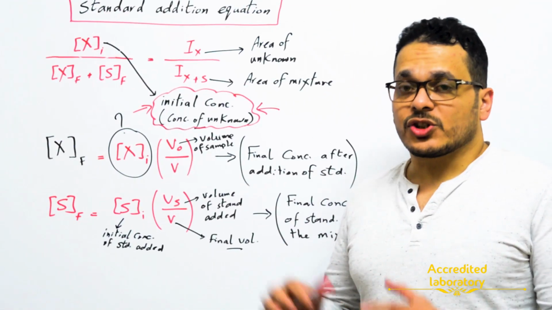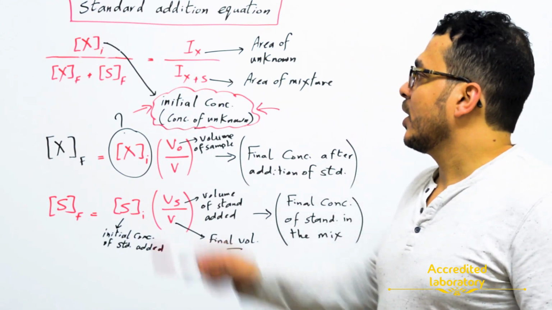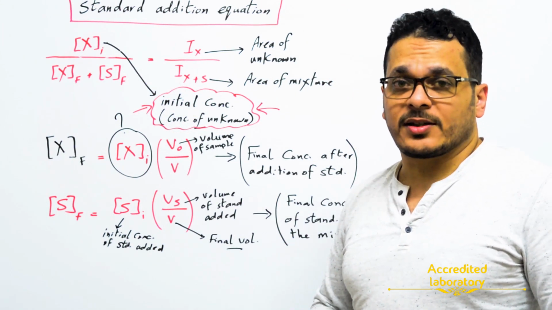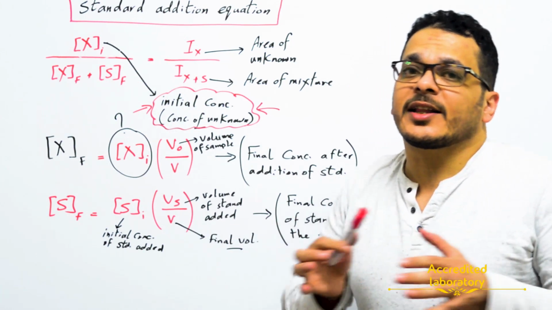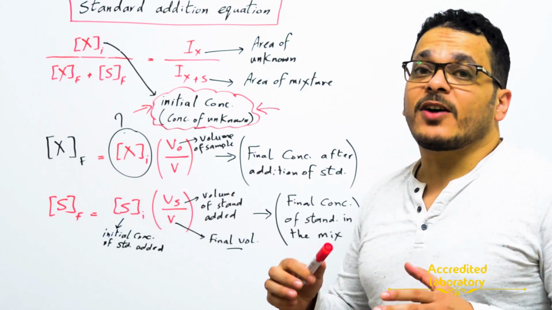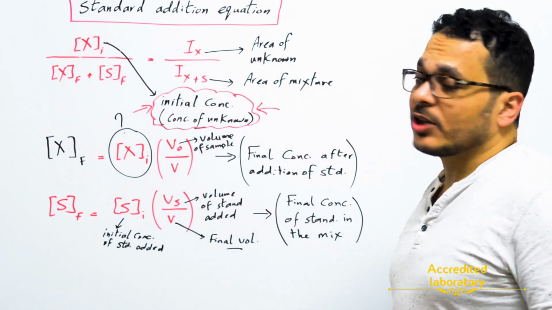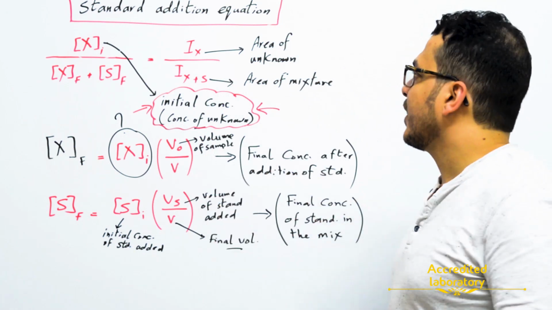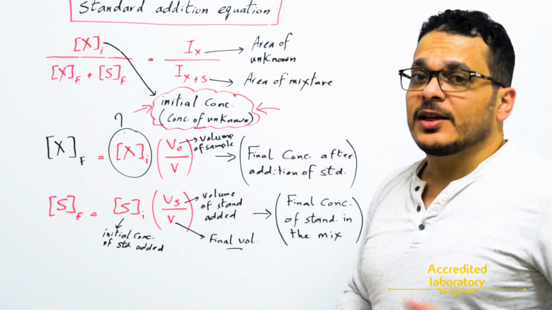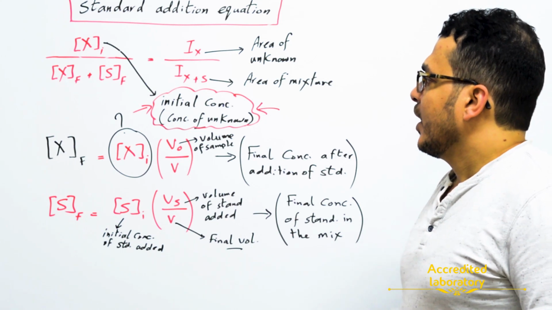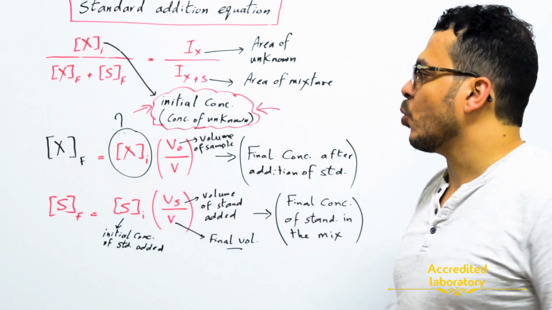And here is the formal equation for the standard addition method, which is used to quantify the concentration of unknown target analyte in the sample. XI, which is the concentration of unknown target analyte in the sample, divided by XF, which is the final concentration of this analyte in the sample after addition of standard, plus SF, which is the final concentration of standard in the mixture, equals the current signal of this unknown target analyte. We can take as an example the area under the peak, area of unknown target analyte, divided by area of mixture, target analyte plus the standard added to the sample. So we can quantify the concentration of unknown target analyte by this equation, the standard addition equation.